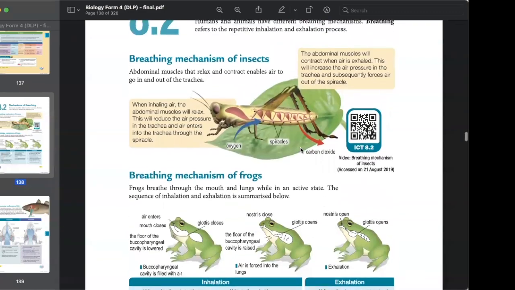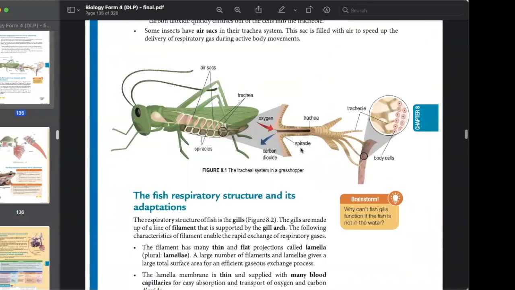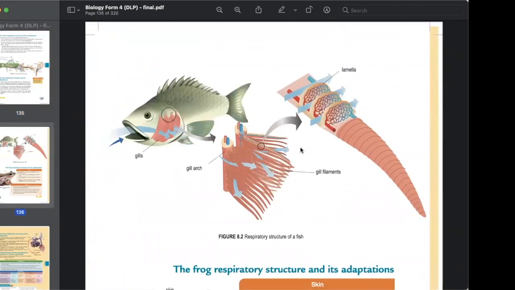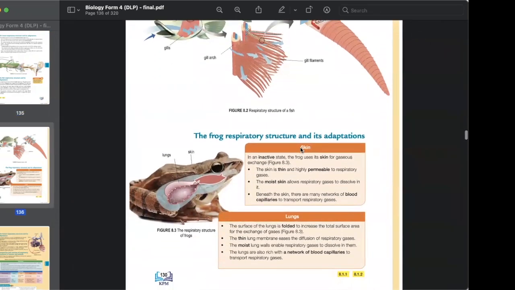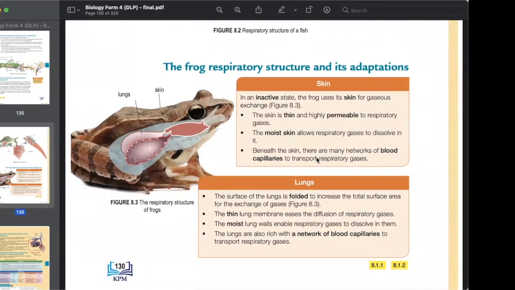Okay guys, so let's continue. Okay, next. We are going to study about frogs, which is the last organism. So this is frogs. Frogs ni, it has two respiratory structures. The first one is skin, and then the last one is lung. So they can breathe through skin and also through lung.